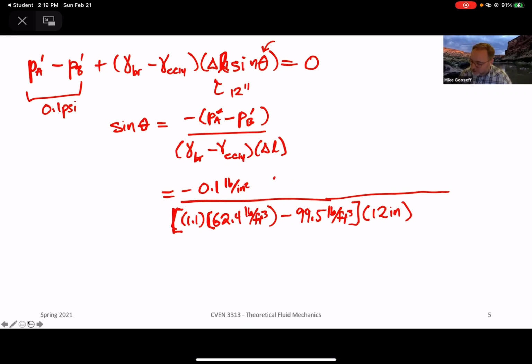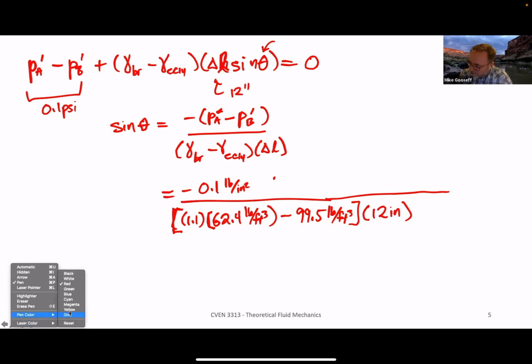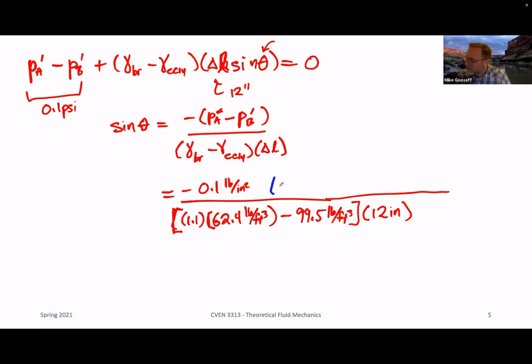I'm just going to show those in green. Oh no, let me do blue. Forgot that green doesn't show up. So this is 144 inches squared per foot squared. And then down here, I'm going to note that 1 foot is equivalent to 12 inches, right?